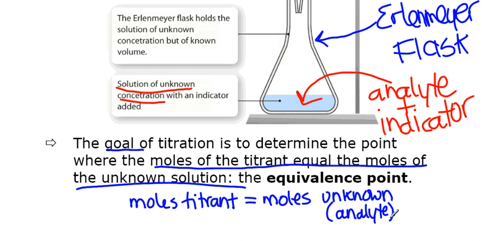That particular point has a special name. It's called the equivalence point. Equal amounts of moles, equivalence point. And that's according to your balanced equation. We need to make sure that we signal when that equivalence point takes place, and this is where the indicator comes in.